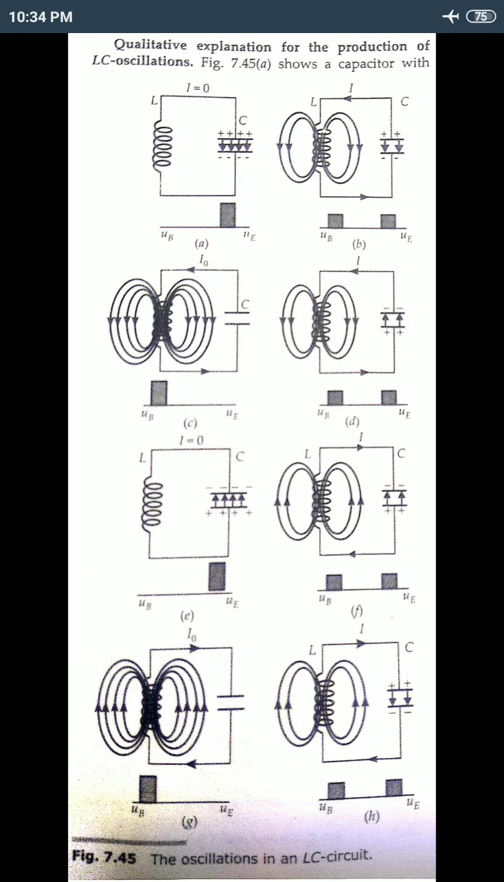That's why this is called LC oscillation. And if there is no loss of energy, the amplitude of oscillation remains constant. Such oscillations are called undamped oscillations. Undamped means energy is constant. If energy is constant, with no loss of energy, then that oscillation is called undamped oscillation, and that's why this is called LC oscillation.